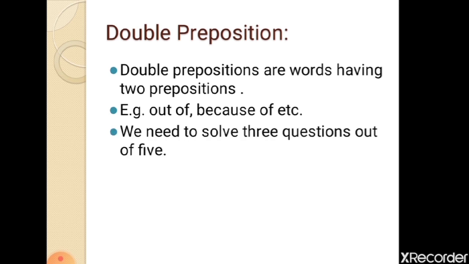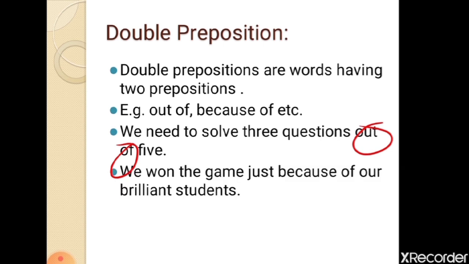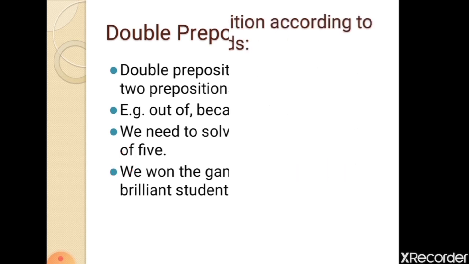So first example, we need to solve 3 questions out of 5. Out of, 2 prepositions, and that's why they are called double prepositions. We won the game just because of our brilliant student. Because of, 2 words are there, and that's why double preposition. They act like a preposition and that is why they are called double prepositions.